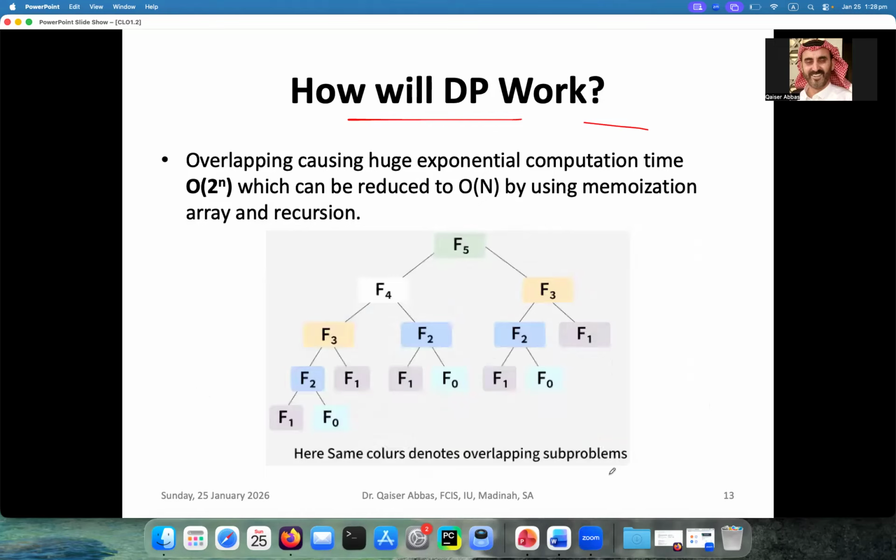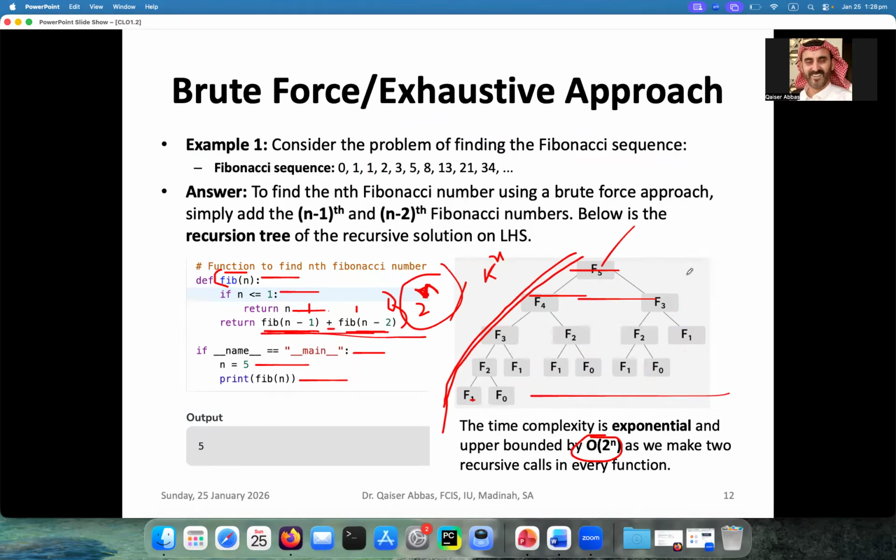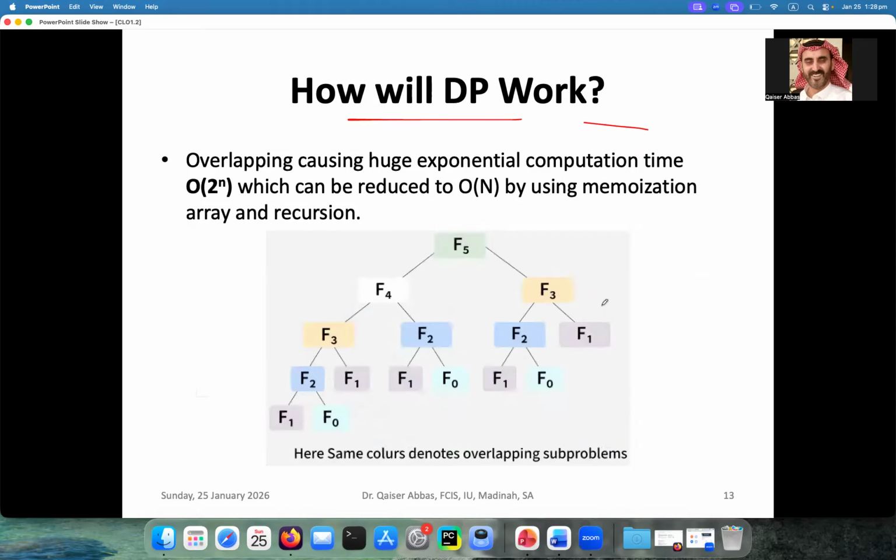Now coming back to our DP topic. How will DP work? Brute force is now clear. So here for this problem, for this tree, now we know this tree. And here we saw these different colors, which means these are overlapping problems. Overlapping means repeated, and all these colors have repeated.